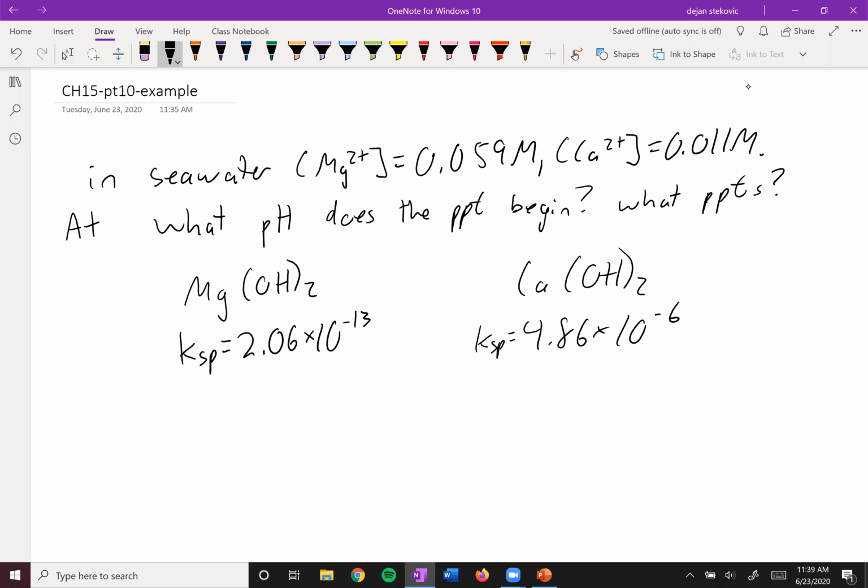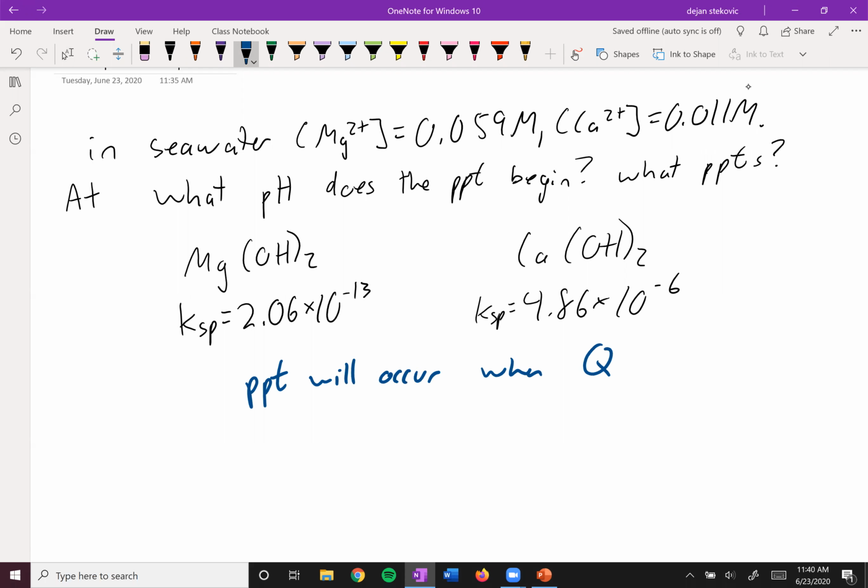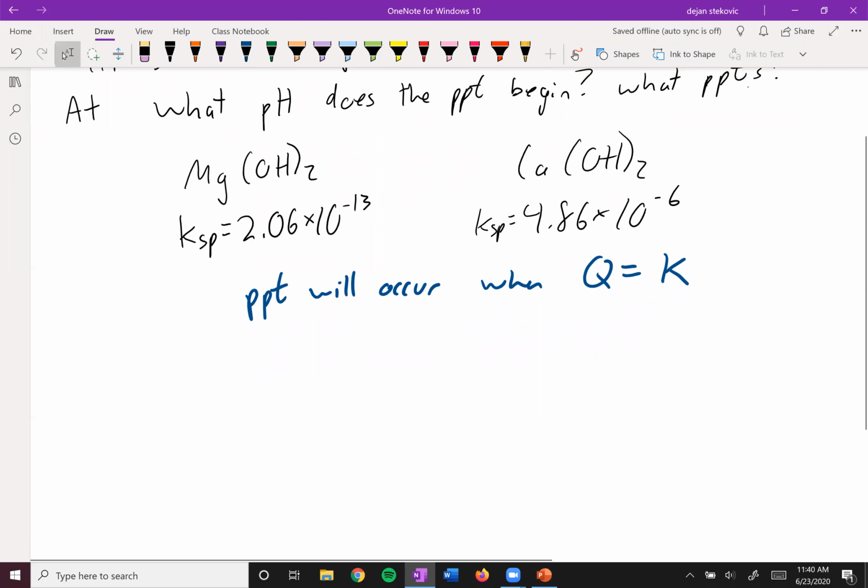All right, so let's take a look at an example. In seawater, the concentration of magnesium is that concentration, and then we have the concentration of the calcium as well. The question asks, at what pH does the precipitation begin, and what precipitates out? We're given the KSPs of the two hydroxides, and we know precipitation will occur when Q is equal to K.